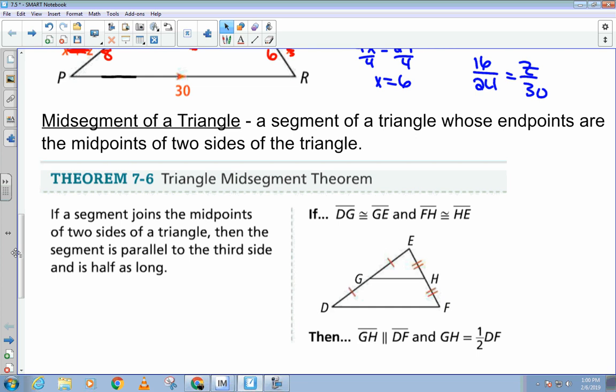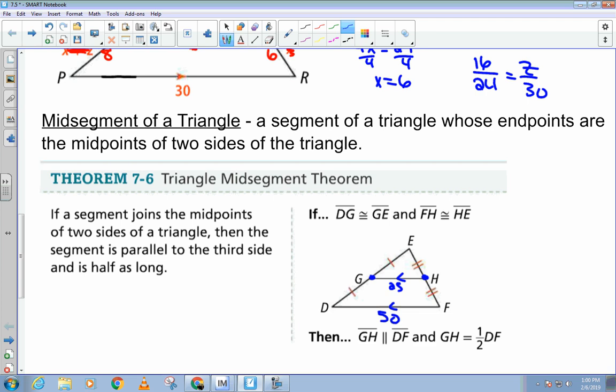Now we want to talk about what a midsegment is of a triangle. We talked about what a midsegment of a trapezoid is. Remember, the midsegment of the trapezoid connected the midpoints of the two legs, and it was parallel to both bases, and its length was half the sum of the bases, right? Well, this is very similar. It's a midsegment of a triangle, and it also connects the midpoints of the two sides, and it is parallel to the third side, and it's half of the third side. So if this was, let's say, 50, this would be 25. So it's real similar to the midsegment of a trapezoid, but it's a little bit different.